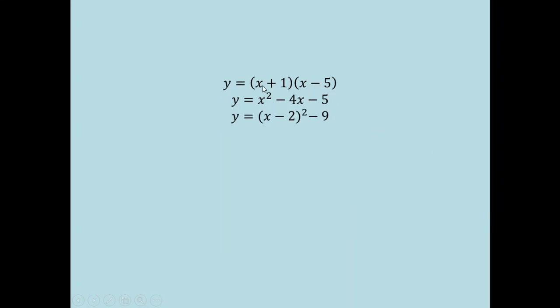Right, this quadratic was given to us in the factorized form, so we know our roots are -1 and +5. Expanding that out, we know our y-intercept is -5. And completing the square, that's halving the b, we know that our vertex point is where x is equal to +2 and y is equal to -9.